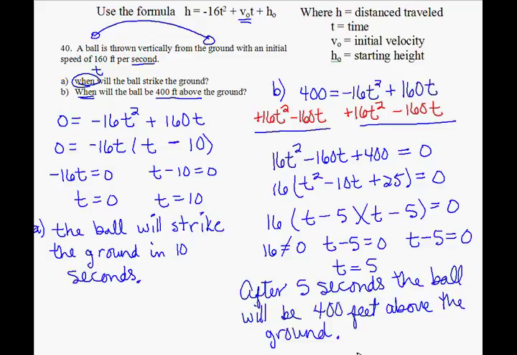After 5 seconds, the ball will be 400 feet above the ground. Well, actually, if you think about that, it was going to take 10 seconds for it to hit the ground again, and after 5 seconds it's at 400. I think that indicates that we're right here at the highest point. We've gone 5 seconds, we'll go another 5 seconds, and we're back on the ground.